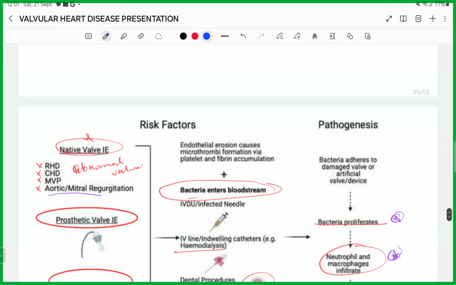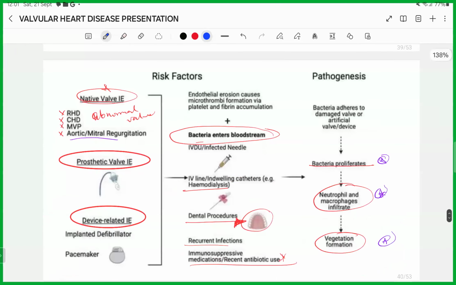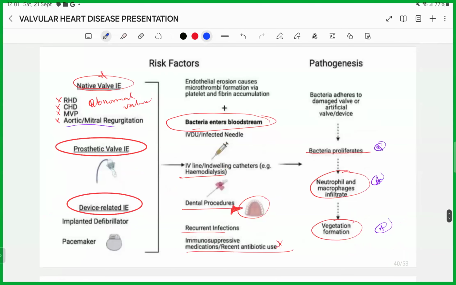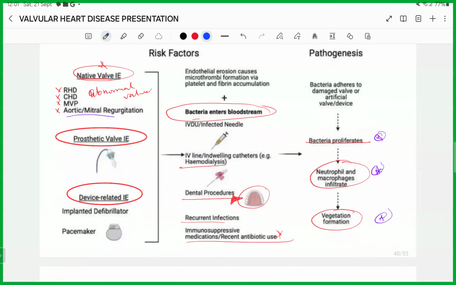And risk factors can be categorized into two, as you can see in this schema here. You have valve problems as well as events that would lead to bacteremia. So the valve problems can be native valve. Native valve is your own original valve, which could be affected by some pathologies, as we said, prolapse, rheumatic heart disease, etc. So you have an abnormal native valve, or you could have a prosthetic valve infective endocarditis, or a device-related infective endocarditis, such as pacemakers or defibrillators in situ, which predispose you to that.